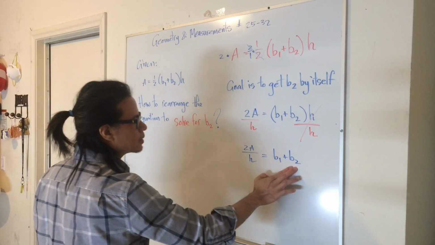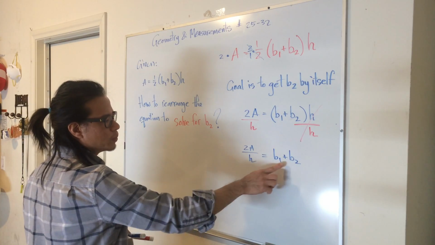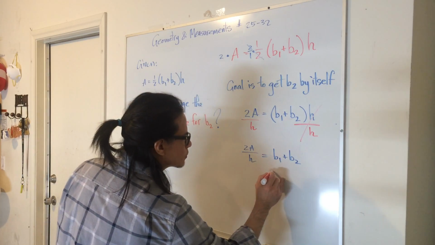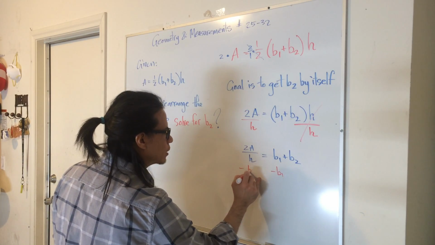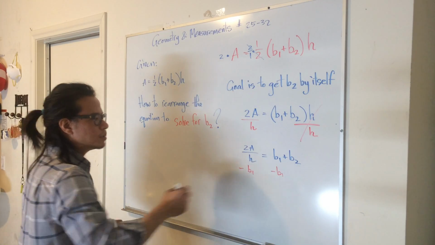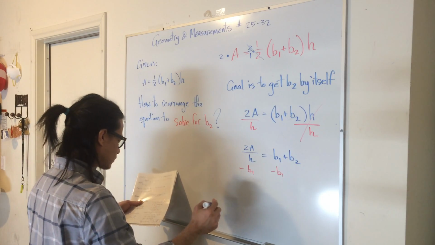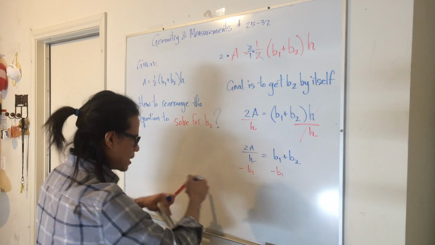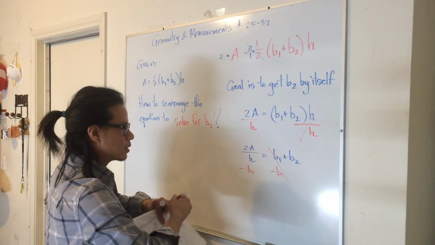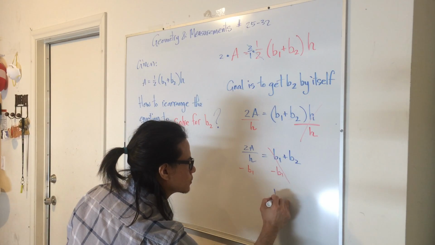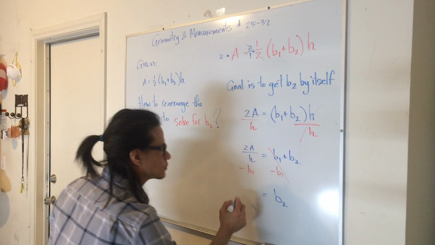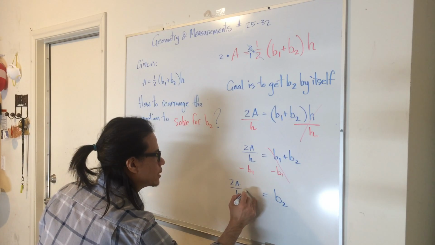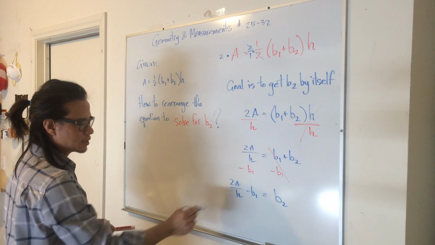Okay, so again, keeping in mind that you want to get b2 by itself, we need to get rid of b1. So what's the opposite of plus b1? Subtract b1. So ultimately, we're going to end up with this cancels out. b2 is equal to 2a over h minus b1. This is our final answer.